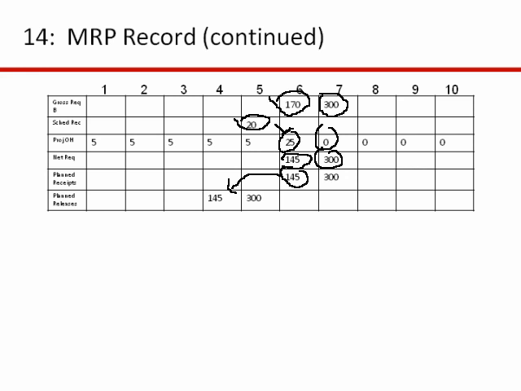And again, we need a net of 300. We have to plan to receive that 300 in week 7. And again, we have to start making it 2 weeks in advance so that it's ready by the time we need it. So we're going to release that order in week 5.